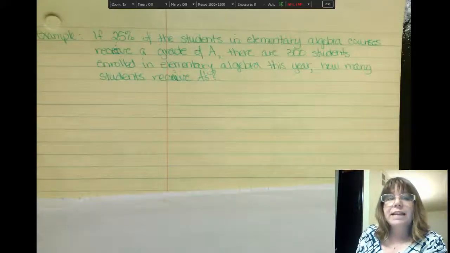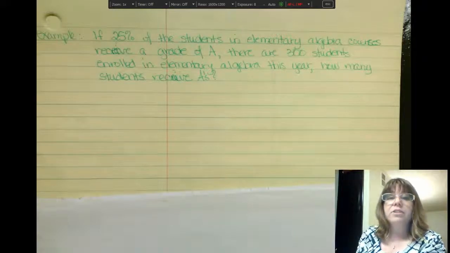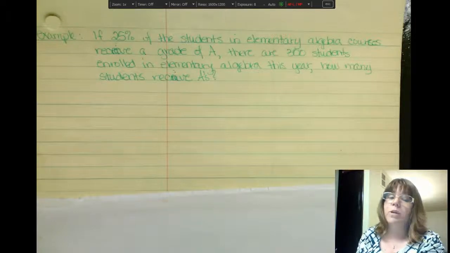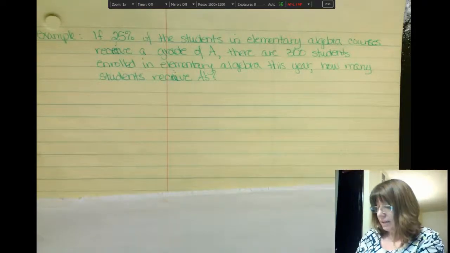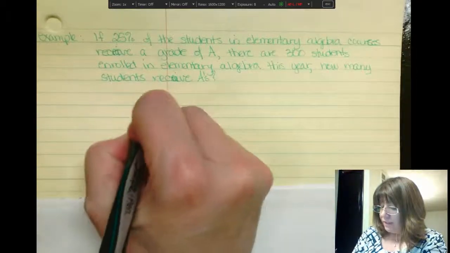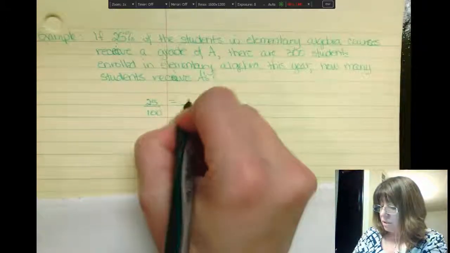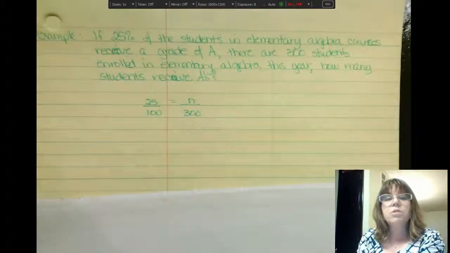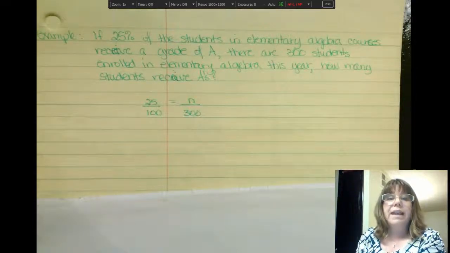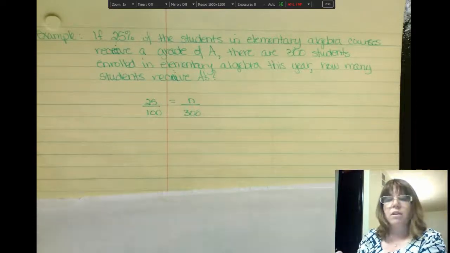Here's another example. If 25% of students in an elementary algebra class receive a grade of A, and there are 300 students enrolled in elementary algebra this year, how many students do we expect to receive an A? Again, we're going to set it up as a proportion. 25 is to 100. We know the total number of students is 300, and we want to know how many students will get A's. Now, we could cross multiply. That would be our standard way of solving this.